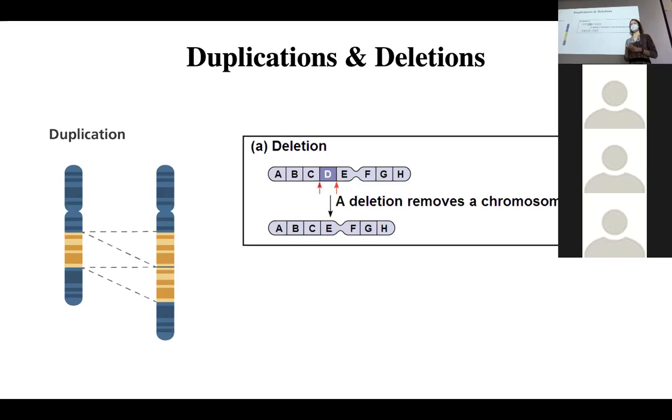You can imagine, depending on what segment of a chromosome gets deleted, that can be a pretty significant issue. You're missing those genes that were there, which means whatever proteins those genes were coding are no longer able to be created or coded for. So deletions are really, really dangerous.